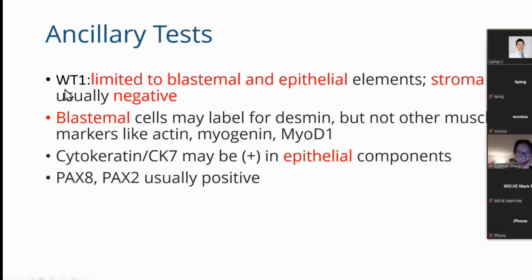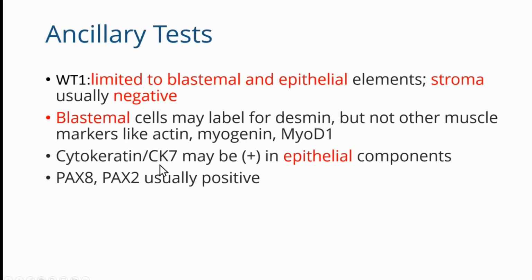And then the immunostaining is WT1. You could not use WT1 alone to diagnose because we know metanephric adenoma is also WT1 positive. And usually WT1 is positive in the blastemal and the epithelial elements, and the stroma is usually negative. And these primitive blastemal cells may also label desmin, but not other muscle markers like actin, myogenin, MyoD1. And then the epithelioid component may be positive for CK and low molecular weight CK like CK7.